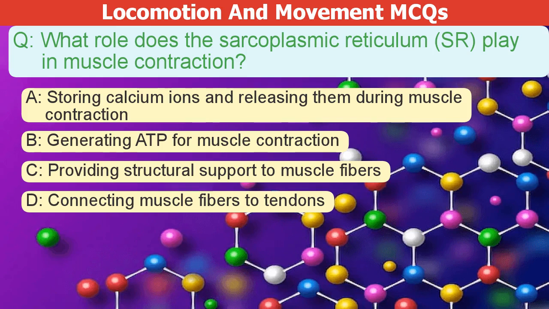What role does the sarcoplasmic reticulum, SR, play in muscle contraction? A. Storing calcium ions and releasing them during muscle contraction. B. Generating ATP for muscle contraction. C. Providing structural support to muscle fibers. D. Connecting muscle fibers to tendons.